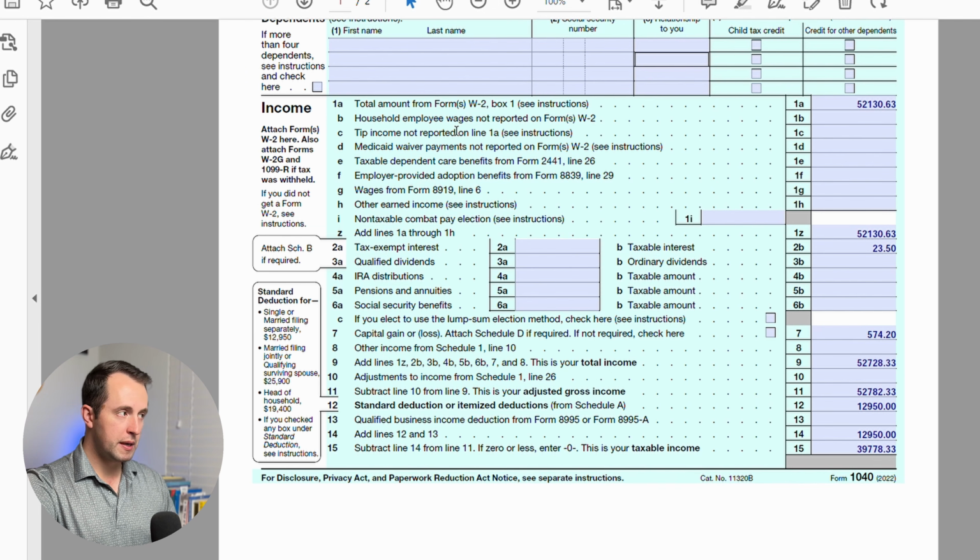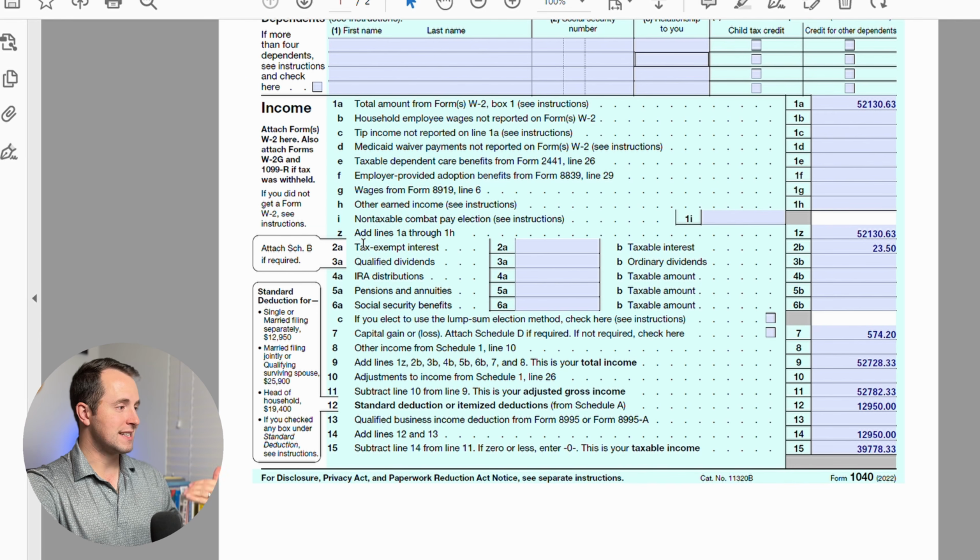And so for most people, sections B through I are not going to be a factor. So you're basically just going to be able to take whatever is in 1A and copy and paste it down to 1Z, where you're basically adding everything up from these previous sections. Now, jumping into line 2, this is going to deal with interest.